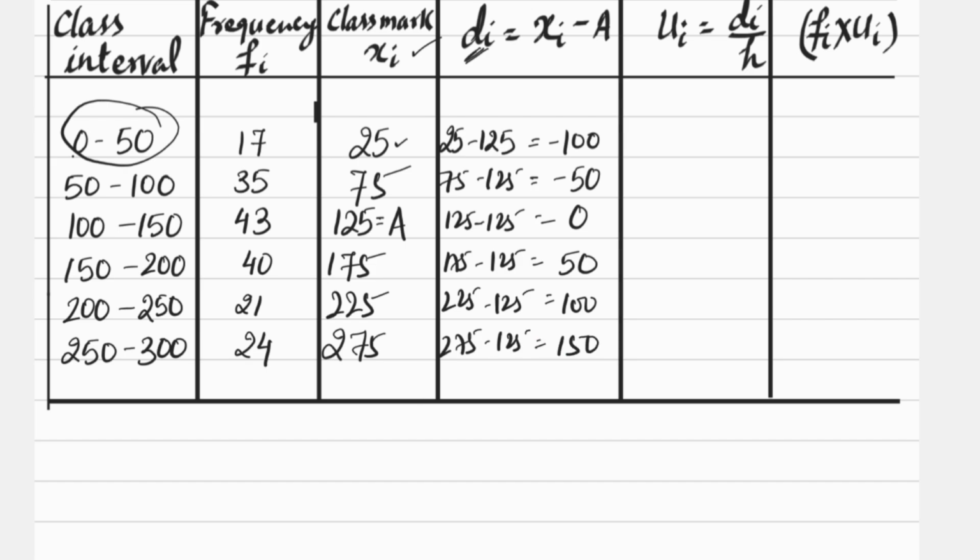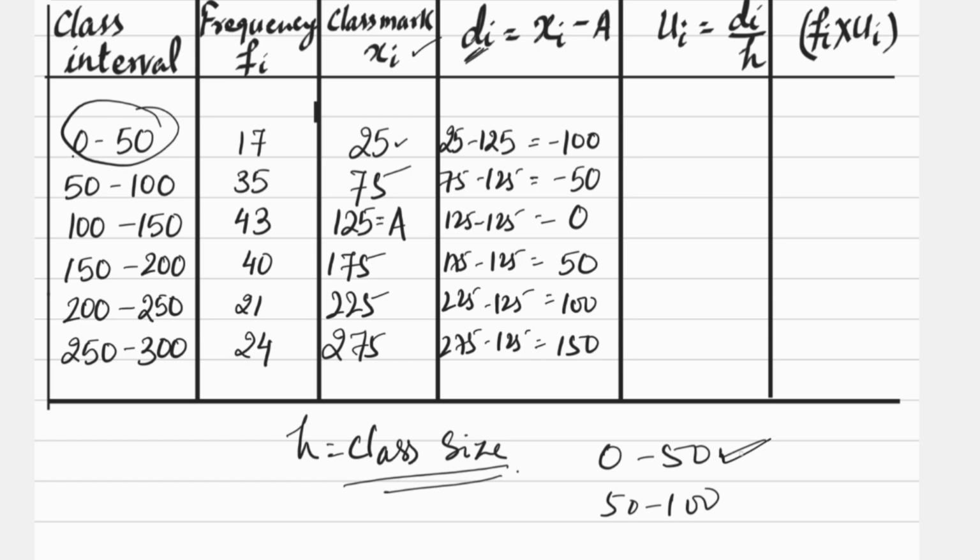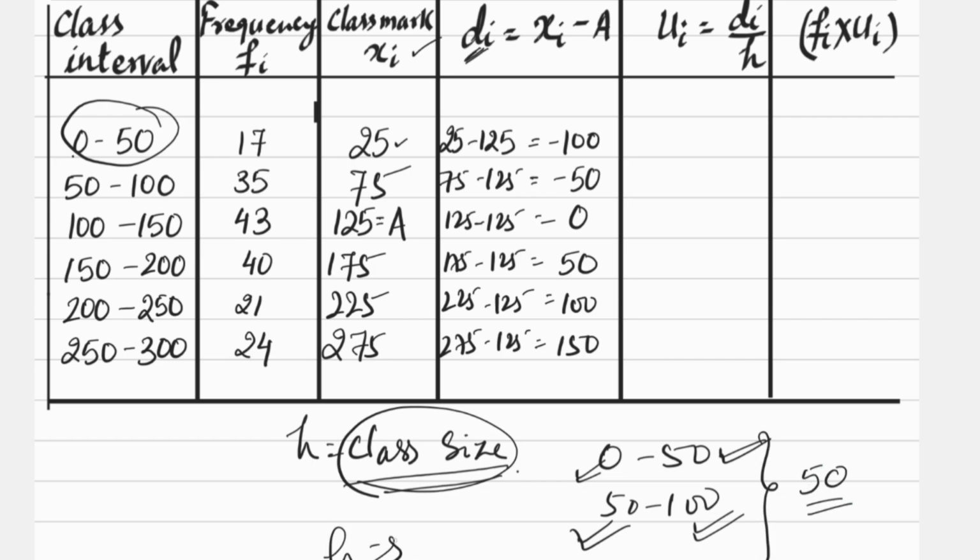Now we have to calculate the ui. For ui, children, you should understand about the value of h. h is the class size of your class interval. Like your class interval is 0 to 50, 50 to 100 and so on. So the difference between the upper limit and the lower limit, means 50 to 0 or 100 to 50, the difference is known as the class size. So in this case, the difference is 50. So here the class size is 50 and class size is same.